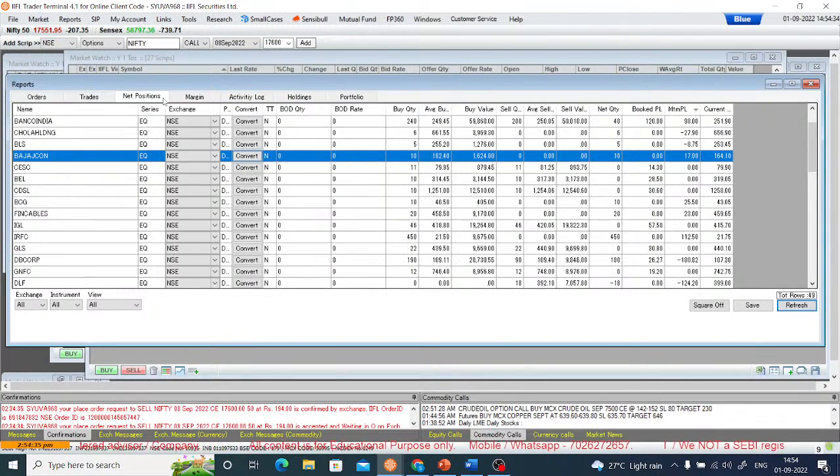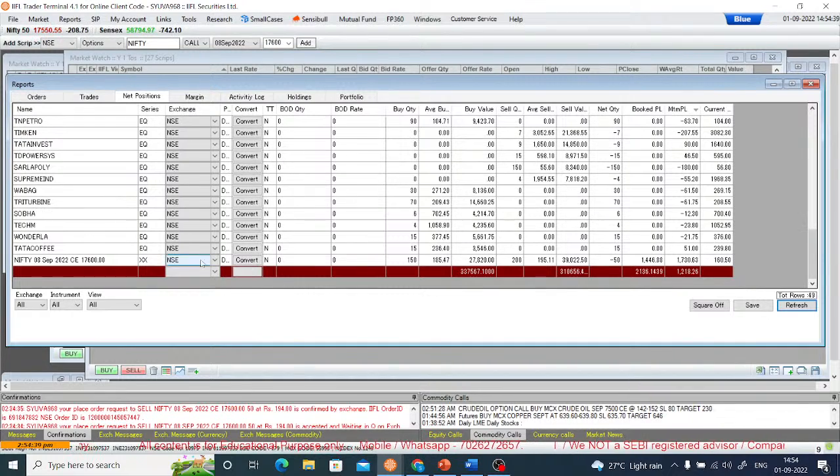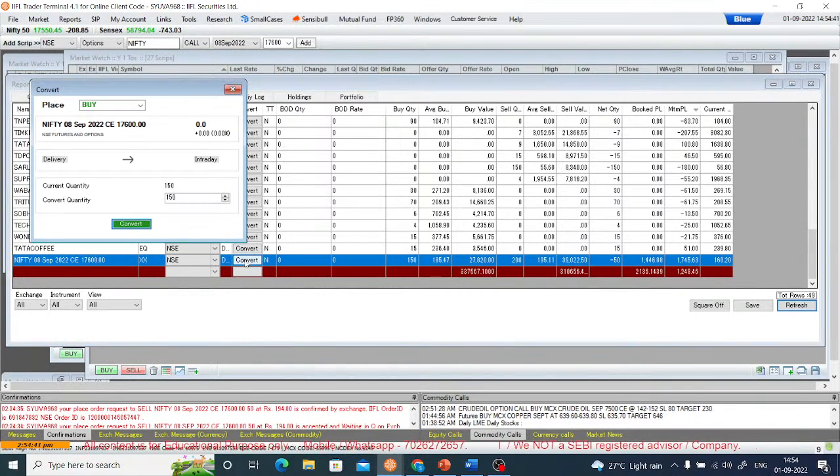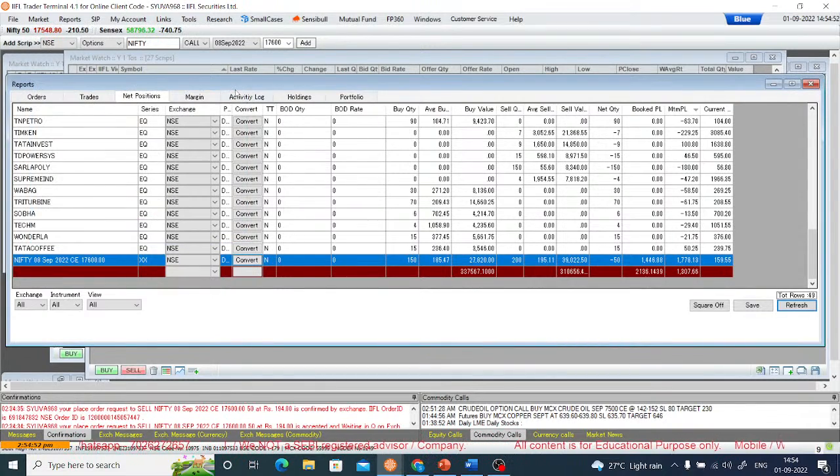So this is how, and I'll show you one more critical thing. To change the intraday position, you can have this option here. You can modify whatever quantity, and then you can convert this. So this is how you play with this. And in a stress-free mode, you can trade even in options.